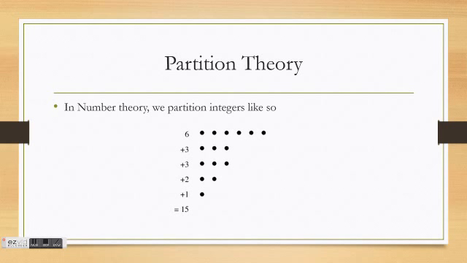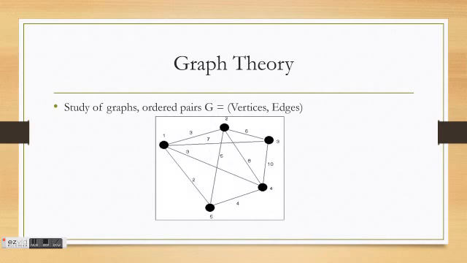Another one is partition theory. Like in number theory, we partition integers like so. Here we have the number 15, and we partition it in five ways: 6 plus 3 plus 3 plus 2 plus 1. We could partition it a finite number of ways. Another way we could do it, partition it in seven ways, where we would have 3 plus 3 plus 3 plus 3 plus 2 plus 1. That'll equal 15.